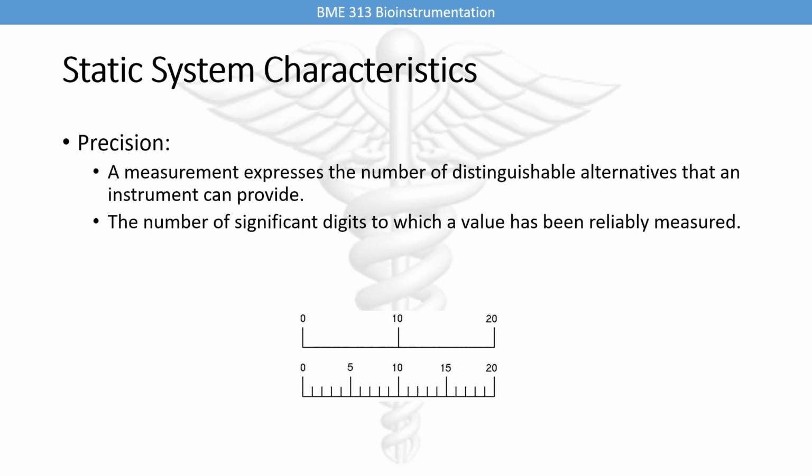Another important characteristic is precision. Precision refers to the number of distinguishable values an instrument can reliably differentiate. In other words, the number of significant digits in the measurement. For example, one scale may provide readings to the nearest 10, while another provides readings to the nearest whole number. The scale that measures to the nearest whole number is more precise.